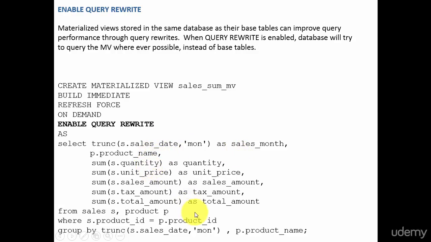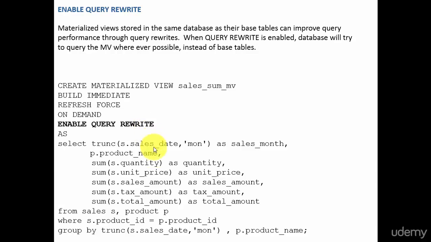I'm just getting the aggregated values of quantity, unit price, sales amount, tax amount and total amount. So I am taking those 1 million rows present in the sales table and aggregating them down to maybe 1000 rows or 10,000 rows, depending upon the group. Another important clause to remember is enable query rewrite.